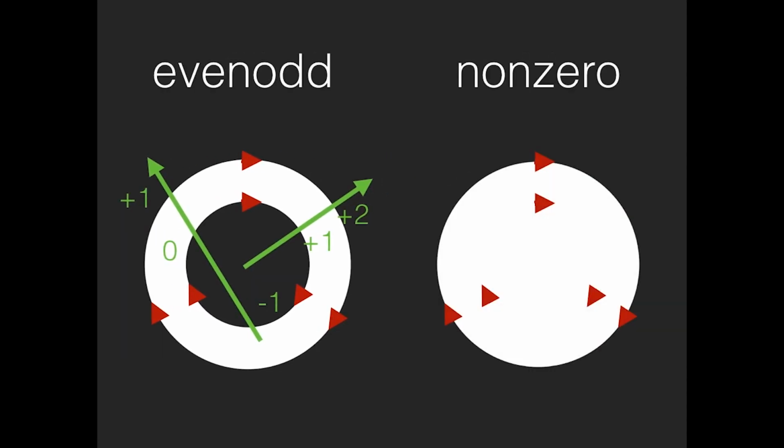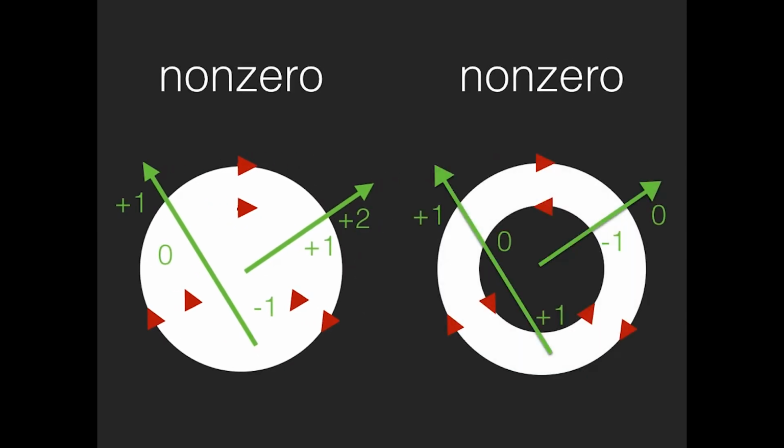So what does the non-zero rule look like? Well, it's very similar. You do the same thing, but now if you get a non-zero value, you fill the circle, the pixel. And if you get a zero, you don't fill it. So in both of our pixels that we picked before, we get one and two. Therefore, they're both filled.